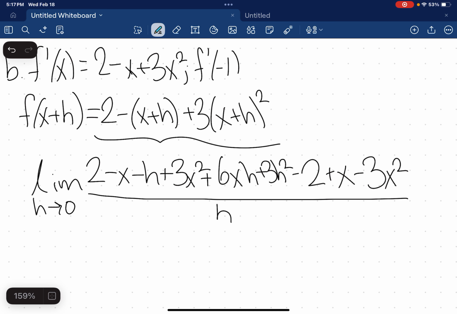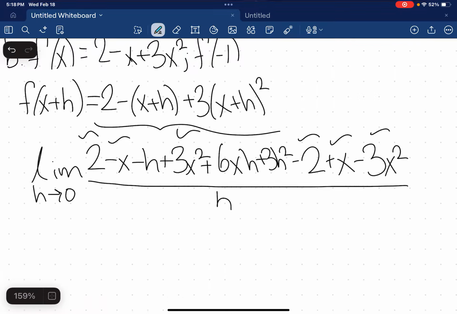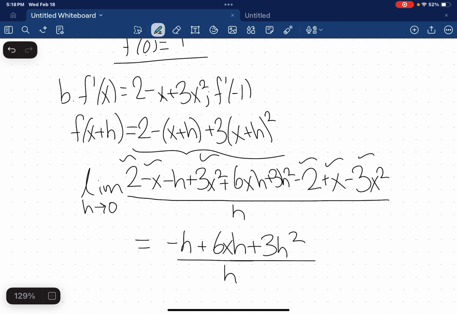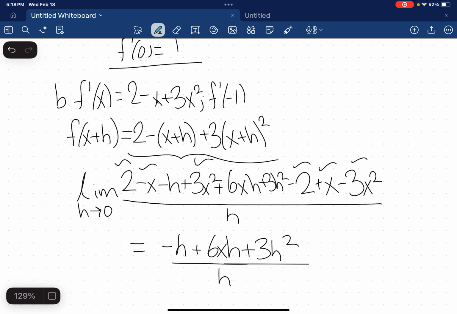Okay, start canceling out terms again. The 2 cancels out, negative x cancels out, and the positive 3x squared cancels out. This leaves us with negative h plus 6xh plus 3h squared over h. Let me make sure that makes sense real quick before I get too crazy.